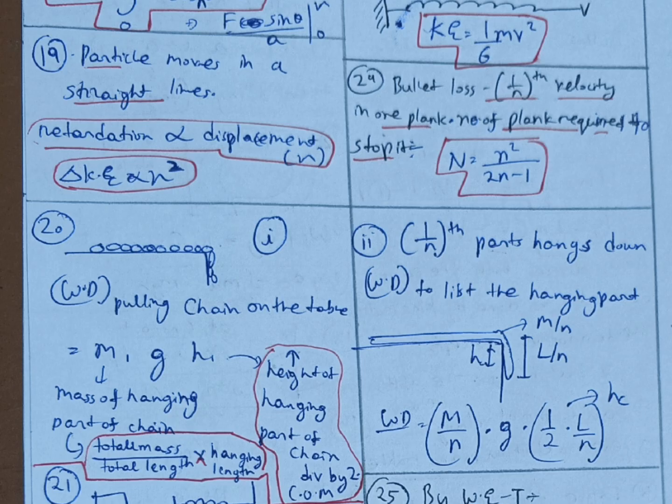Chain on table question, work done. Pulling the chain on the table: mgh. Mass of hanging part of chain is total mass by total length into hanging length. And h is the height of the hanging part of the chain divided by 2, the center of mass. If 1 by nth part hangs down, work done to lift the chain is equal to m by n into g into 1 by 2 into l by 2n.